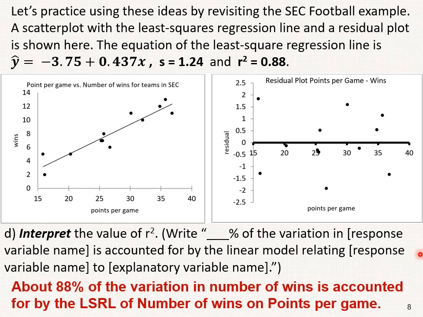Okay, so about 88% of the variation in the number of wins. So that's the y variable, right? 88% of the variation in the number of wins is accounted for by the least squares regression line of number of wins on points per game. So like relating those two variables.